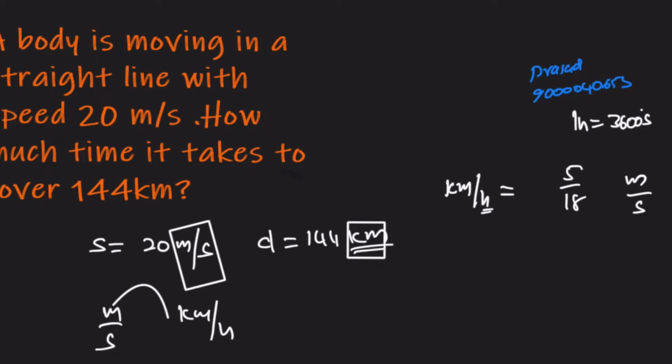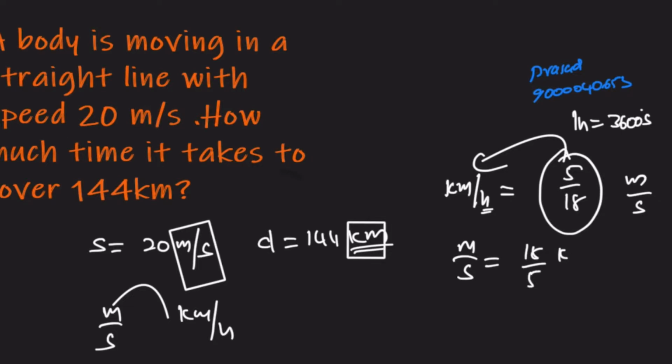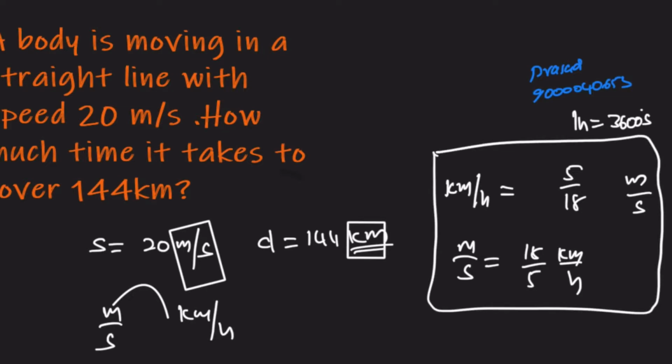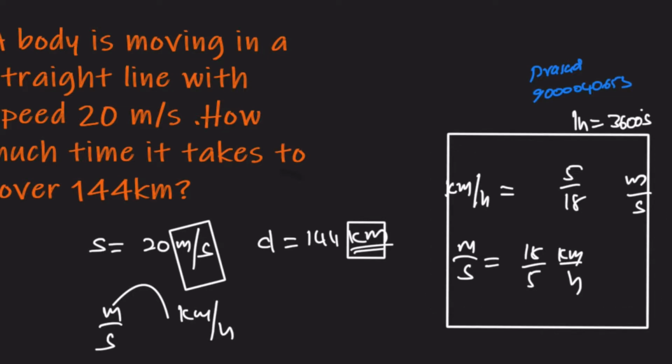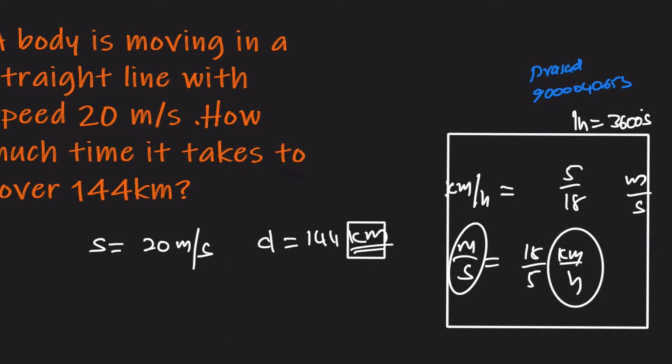But now we are converting meter per second into kilometer per hour. So this number shifts to this side, then it becomes 18 by 5. See here, 1 meter per second is equal to 18 by 5 kilometer per hour. So 1 kilometer per hour is equal to 5 by 18 meter per second, and also 1 meter per second is equal to 18 by 5 kilometer per hour. Look here, meter per second is bigger than kilometer per hour. Remember, here meter per second is bigger than kilometer per hour.